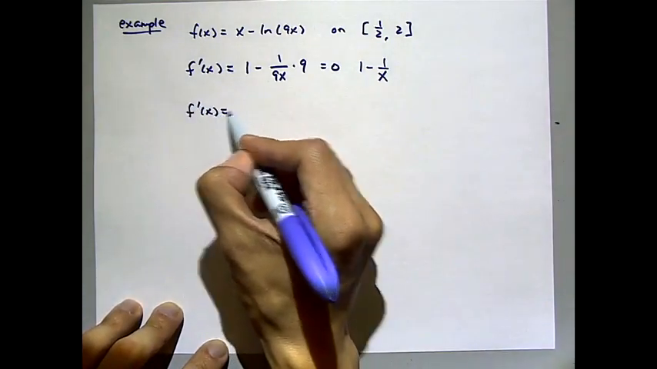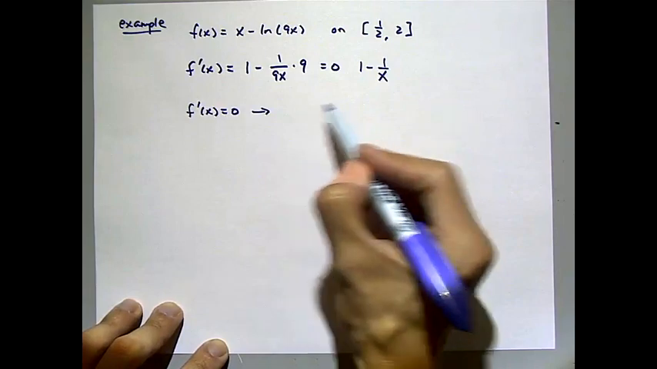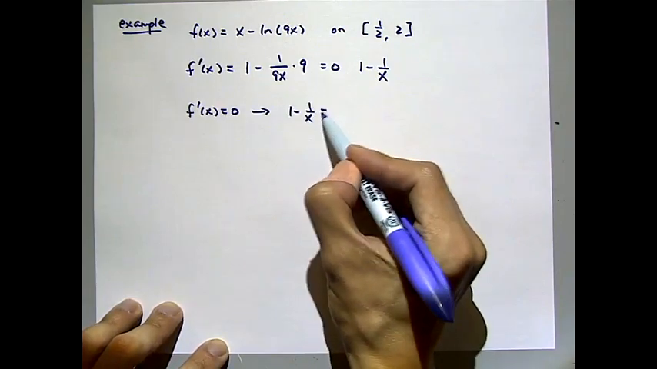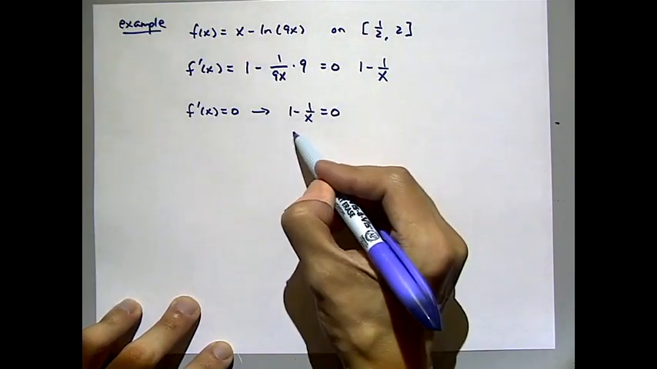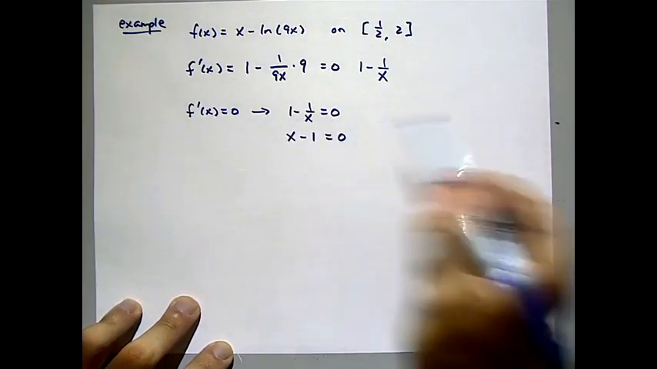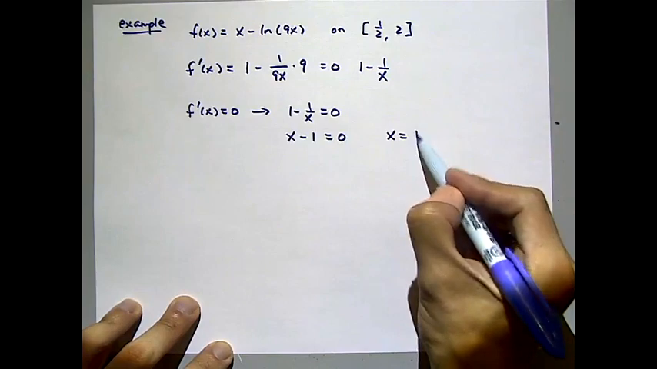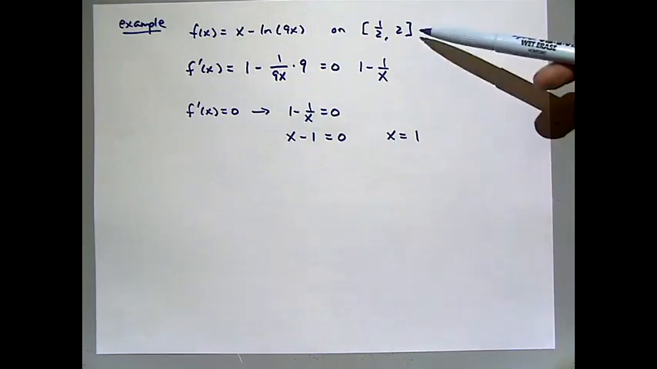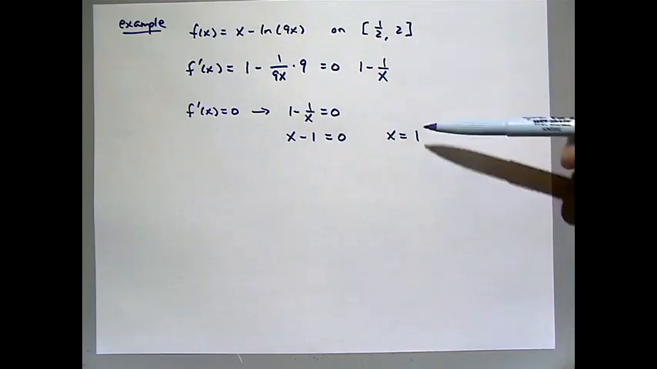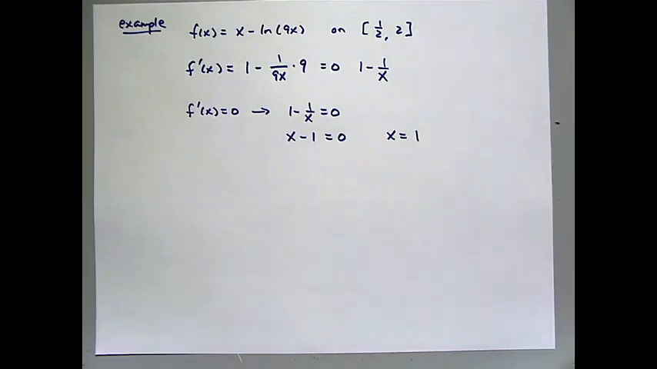Let's find out where this might be 0. Multiply by x. And we see that x is equal to 1. Do we keep it? Right, we keep it because it's within the interval 1/2 to 2, right? If it falls outside, we throw it away, but it's within there, we keep it.